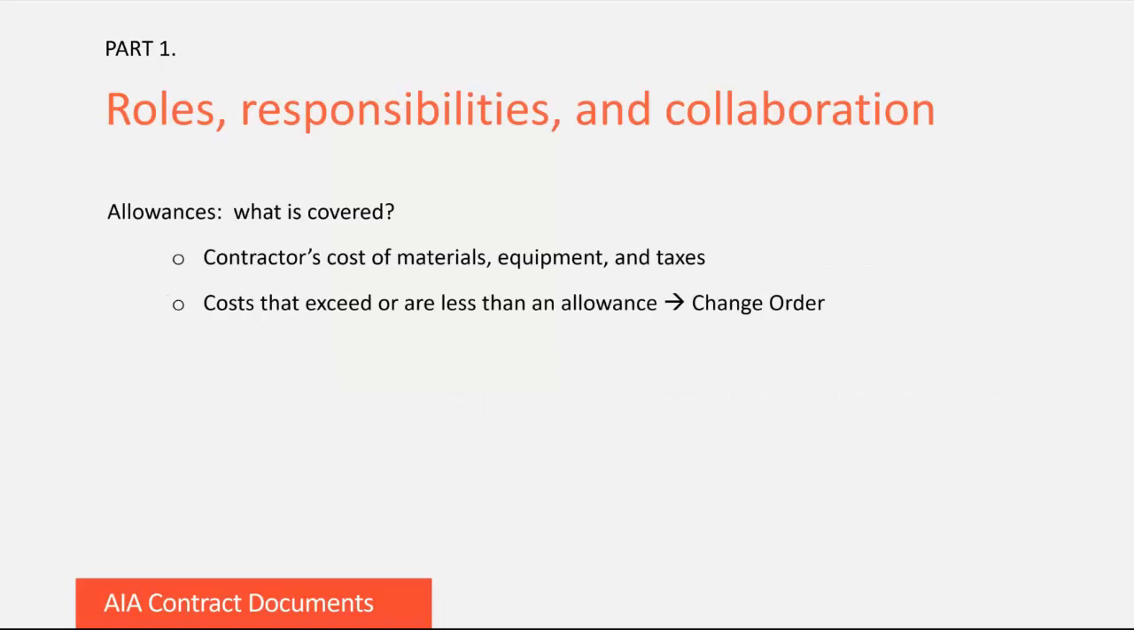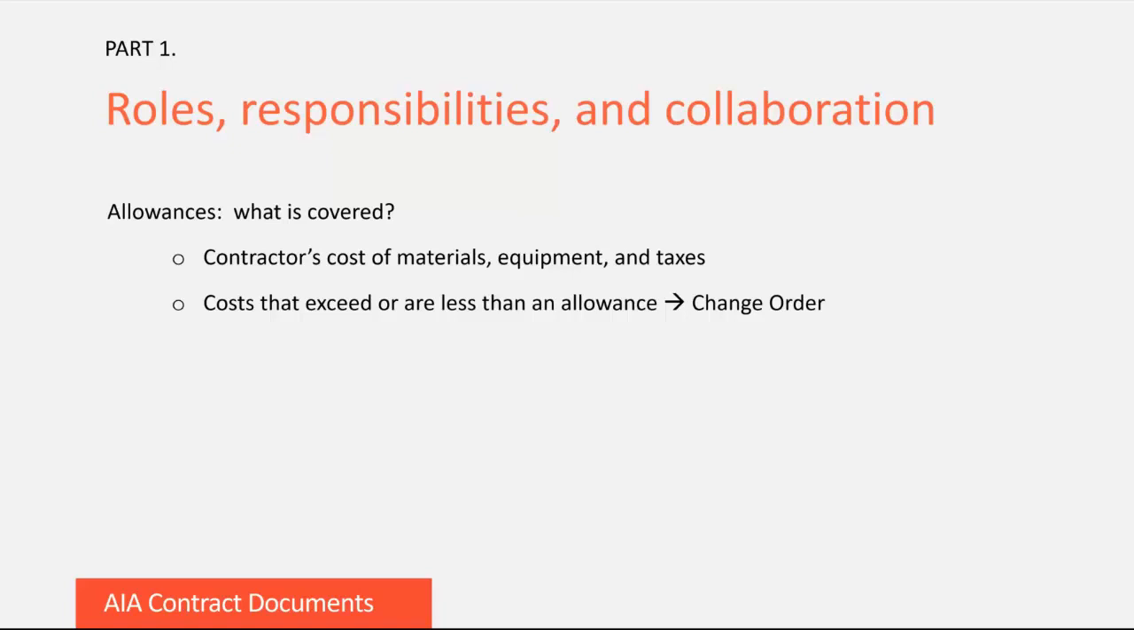Another area of the construction project for the contractor to administer is allowances, which are included in the contract sum. So allowances are used when the finish or quality level of materials and equipment have not been selected at the time the contractor submits its bid or proposal, and so the cost can't be determined precisely.